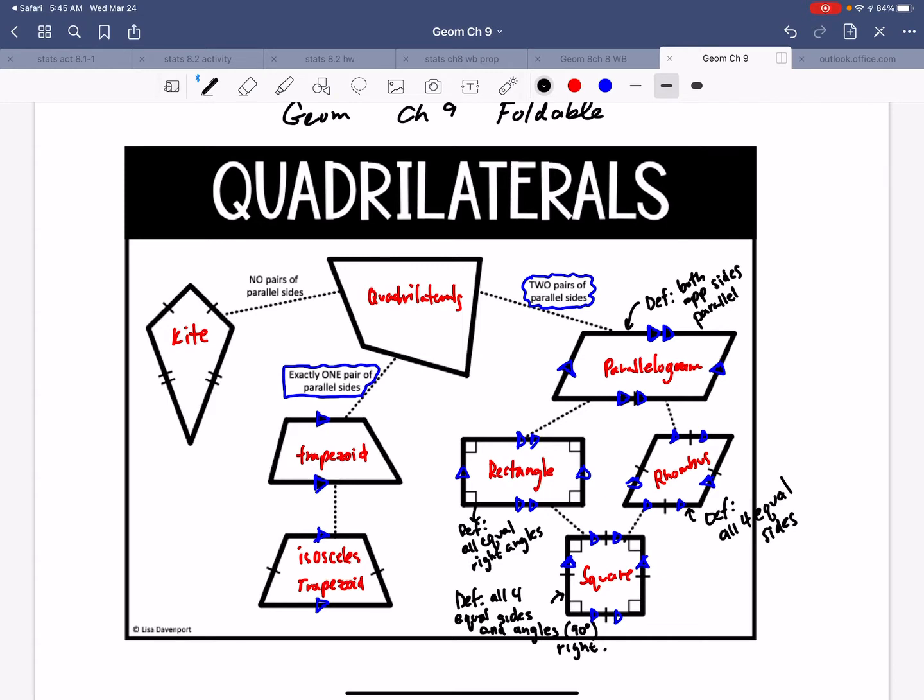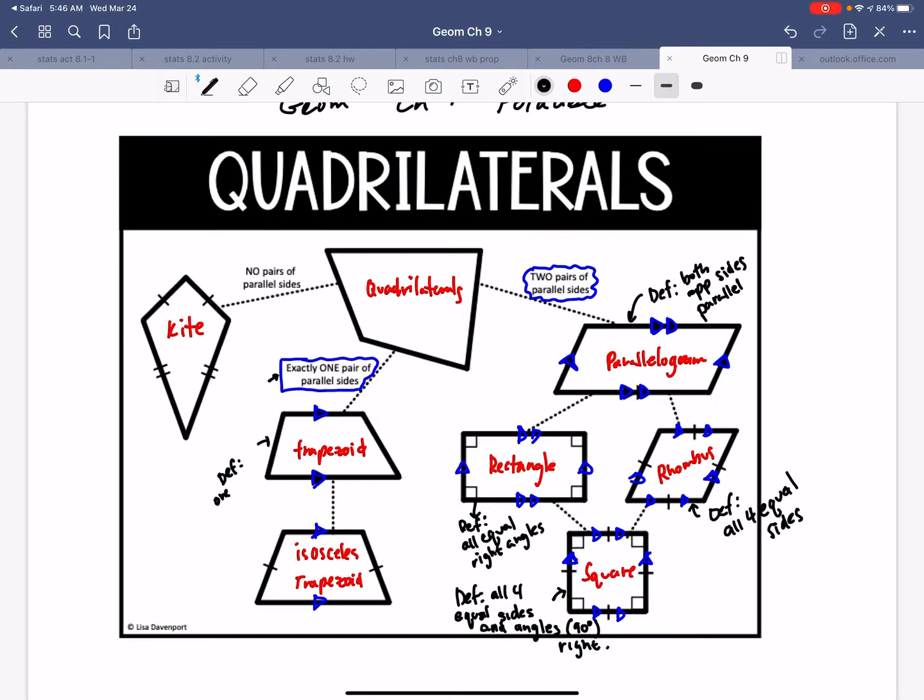Now, if we're looking at trapezoids, we're pretty much good to go here. They've already given us our definition. The definition of a trapezoid is right there. It might be good, though, to define it here, right? Again, we're going to say one opposite pair, one set of opposite sides parallel.